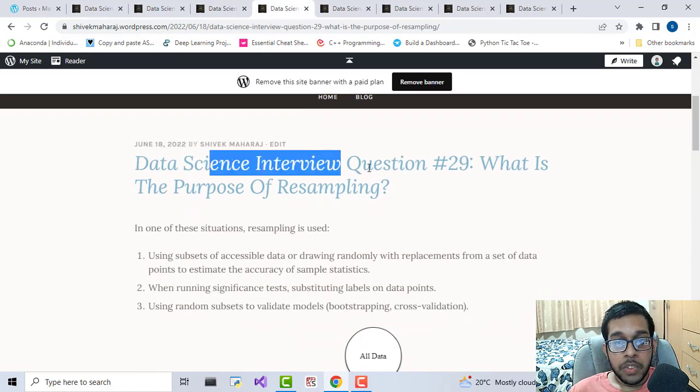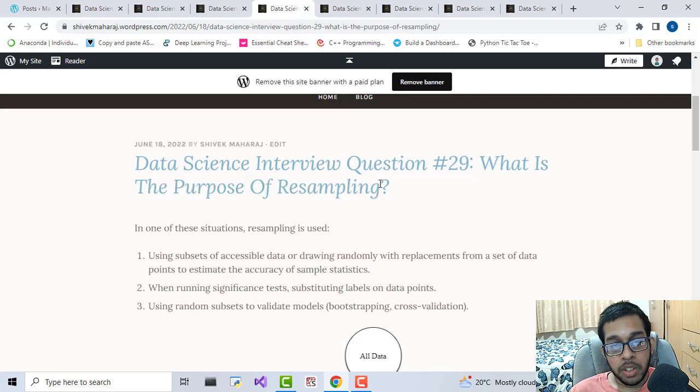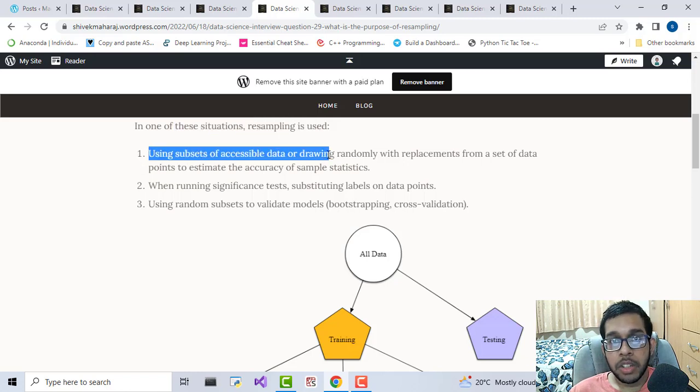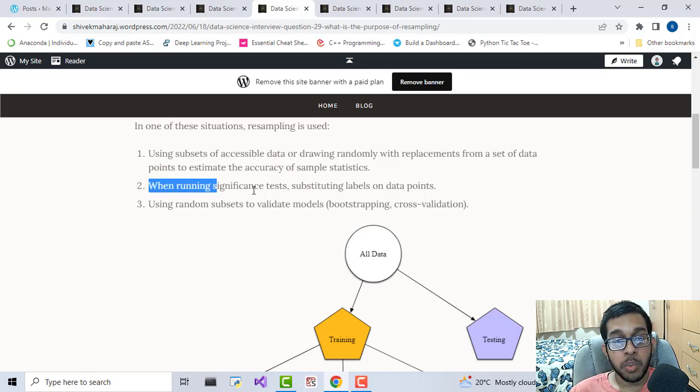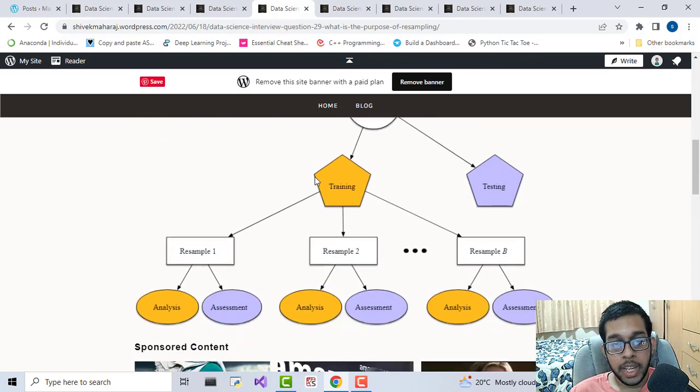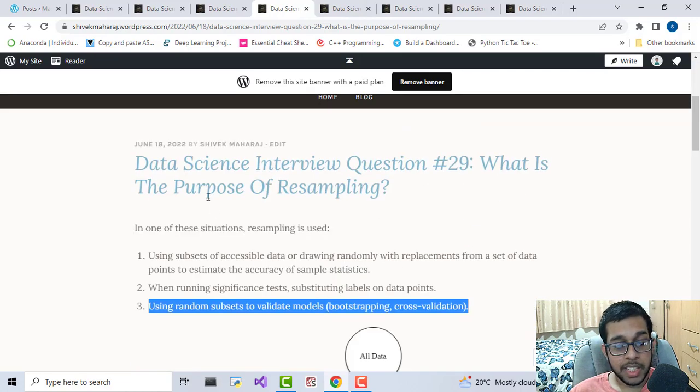Now, data science interview question number 29. What is the purpose of resampling? Resampling is used in one of these situations. Number 1, using subsets of accessible data or drawing randomly with replacement from a set of data points to estimate the accuracy of sample statistics. Number 2, when running significance tests, substituting labels on data points. Number 3, using random subsets to validate models, bootstrapping, or cross-validation. So that is the purpose of resampling.